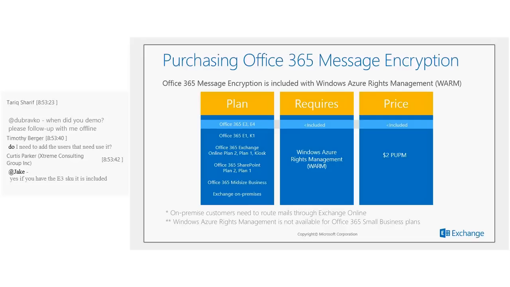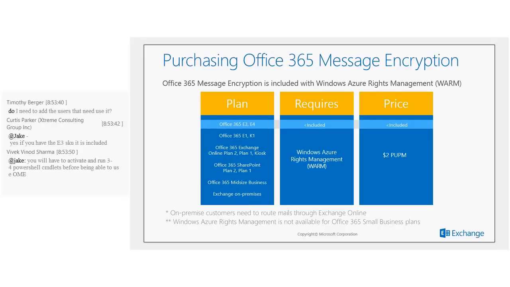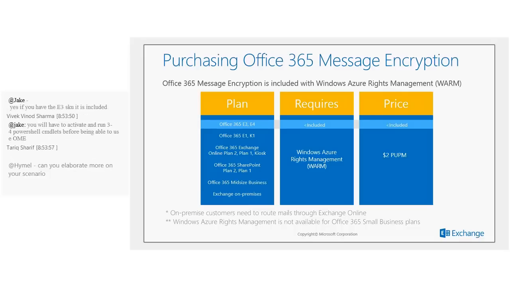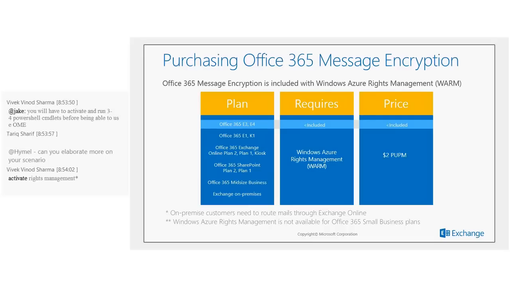There's also the possibility of using this solution if you're an on-prem customer. The only criteria there is that you have to route your emails through Exchange Online. So you can purchase either Exchange Online Protection, which gives you the capability of protecting your messages against spam and malware, or you can set up a hybrid mail flow that allows you to send your messages through Exchange Online. But all in all, it would work in either of those scenarios.